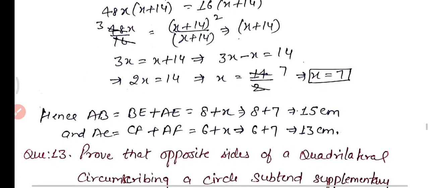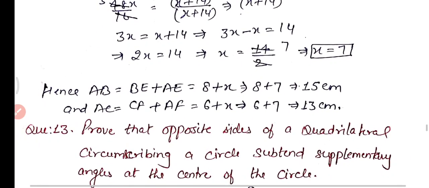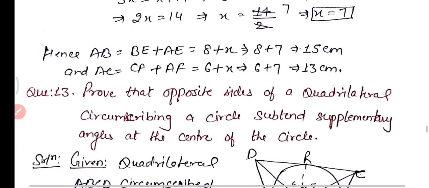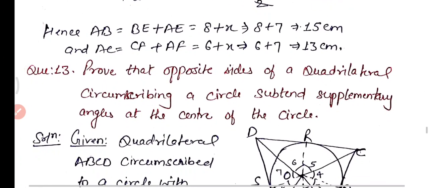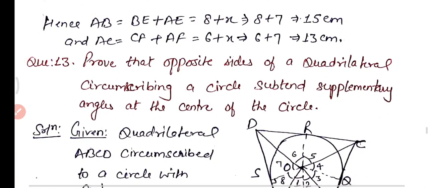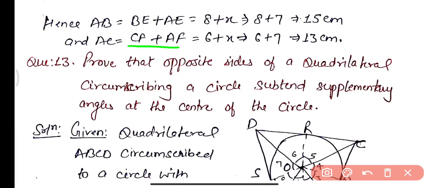So hence we can say side AB will be equal to BE plus AE, and BE we are already given, that is 8 centimeter. So AB will be 8 plus x, that is 8 plus 7 equals 15 centimeter. And similarly AC will be CF plus AF, and CF we have already been given, that is 6. So AF we have x, so 6 plus 7 equals 13 centimeter. Thus the side AB of triangle ABC equals 15 centimeter, and side AC of triangle ABC equals 13 centimeter. This is all about question number 12.